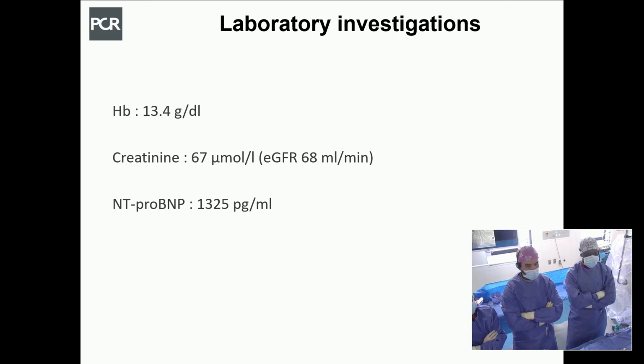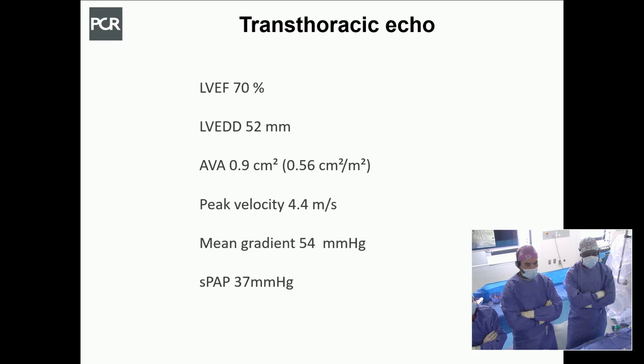On the baseline ECG, she's in sinus rhythm with a right bundle branch block. On laboratory investigation, nothing remarkable. The transthoracic echo showed a normal left ventricular ejection fraction. Of course, severe aortic stenosis, 0.9 centimeters square, mean gradient 54, and no pulmonary hypertension at rest.